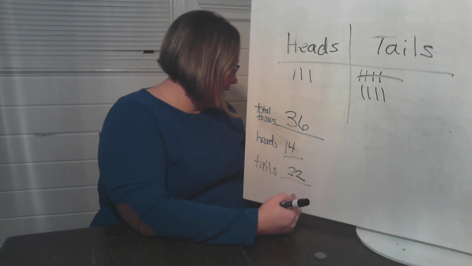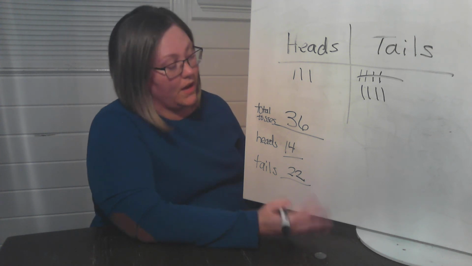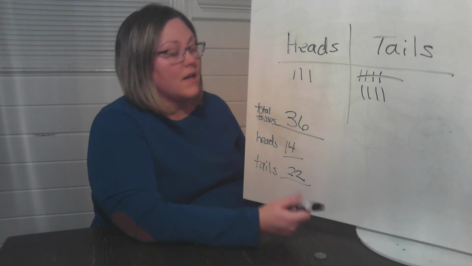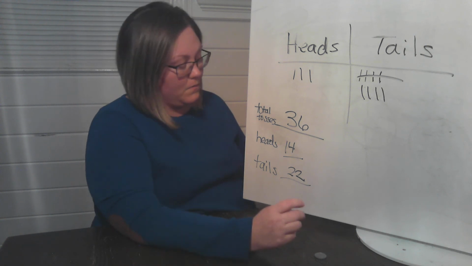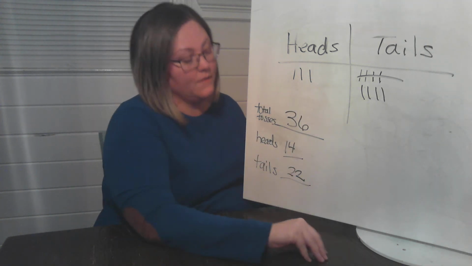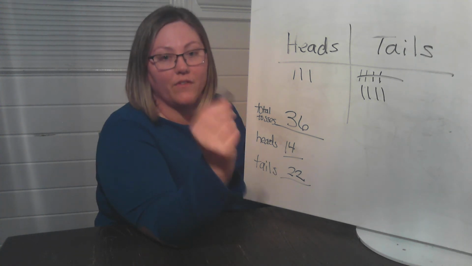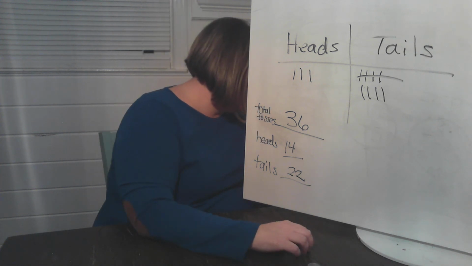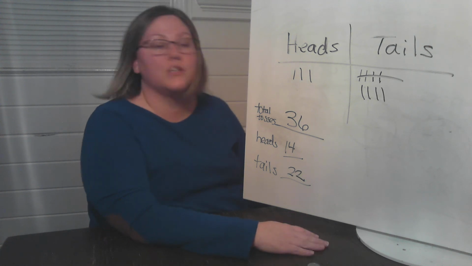Think about the class data. Is tossing a coin a fair method? Yes, it is a fair method, because regardless of what we actually got, the odds are the same. You have a 50% chance of hitting heads. You have a 50% chance of hitting tails. It says your answer should be 50%.